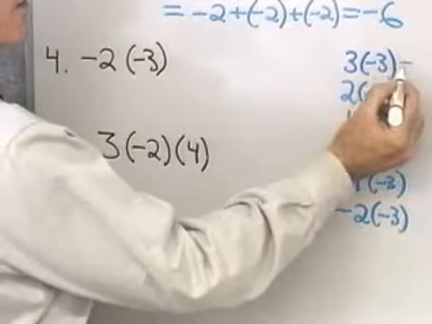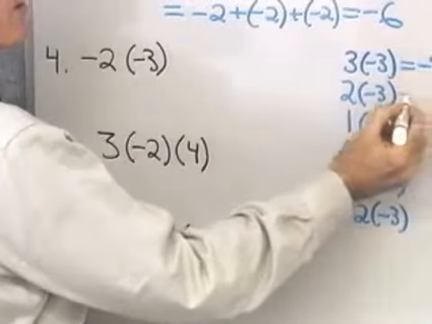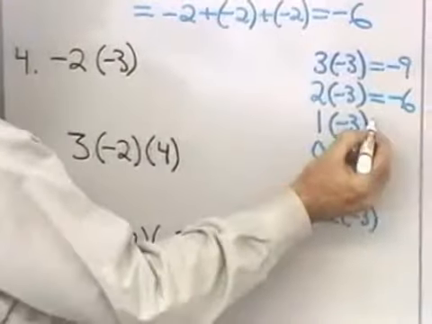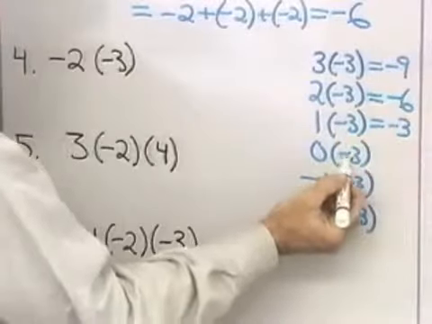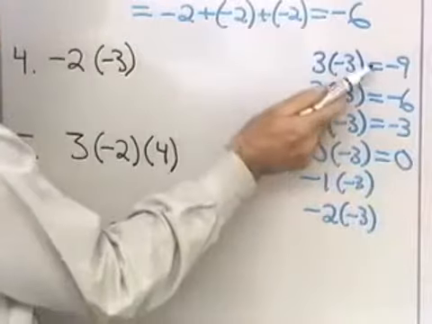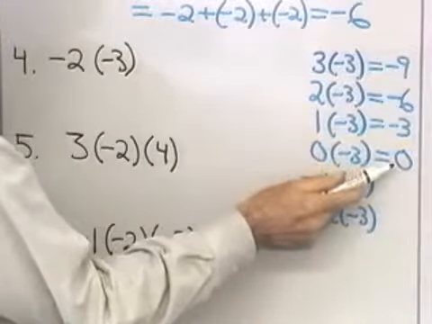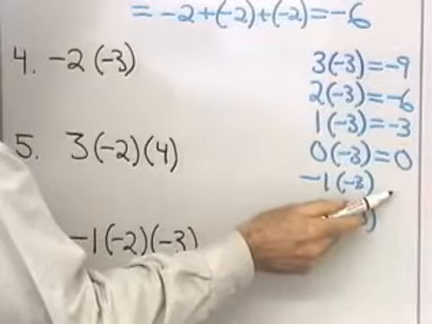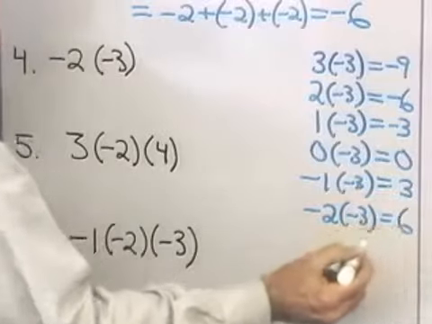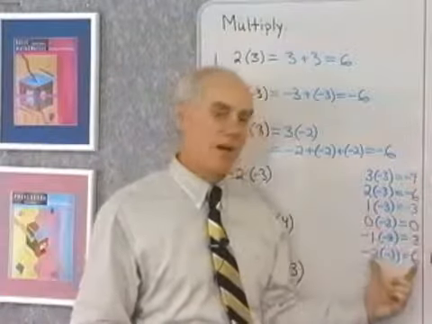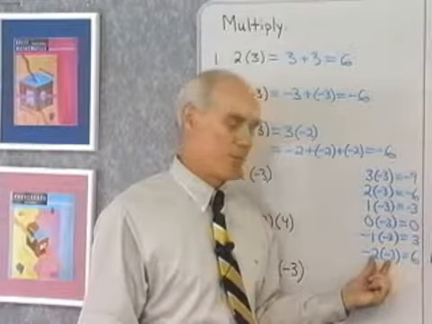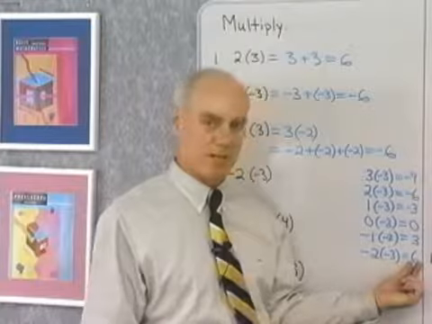3 times negative 3, if I multiply those, I get negative 9. 2 times negative 3, I multiply those, I get negative 6. 1 times negative 3 is negative 3, and 0 times any number is 0. Now, if I just look at this pattern right here, negative 9, negative 6, negative 3, 0, and ask myself, if I want to continue that pattern, what would the next number be? The answer is 3, and then after that, 6. So according to this pattern right here, the product of negative 3 and negative 1 would have to be positive 3, and the product of negative 2 and negative 3 would have to be positive 6.